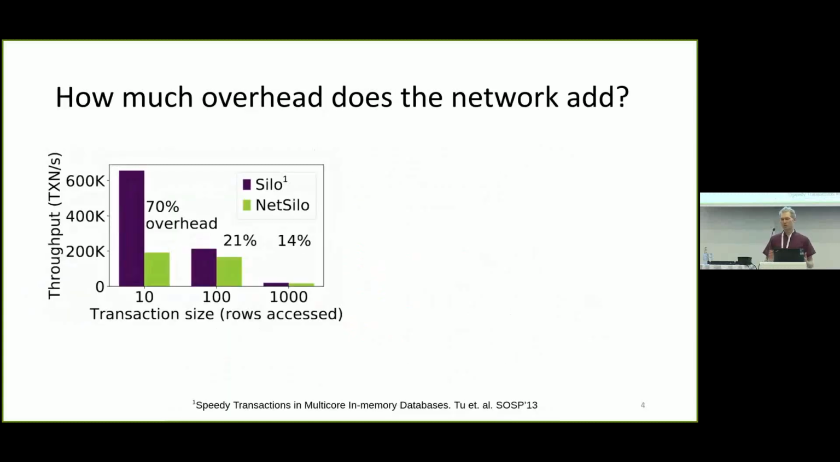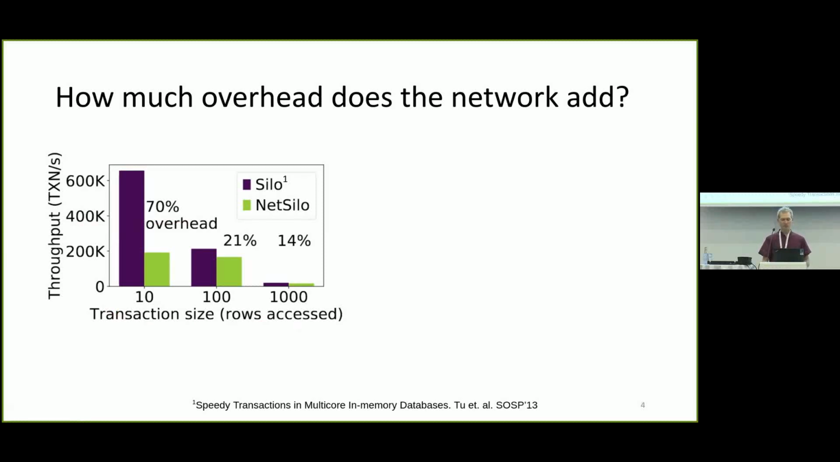And how much overhead does the network add? We did an experiment to find out. We took the Silo in-memory database and extended it with network support. This is what we call NetSilo. NetSilo uses user-space networking to receive UDP transaction requests from clients across the network. And we used NetSilo to execute transactions of increasing sizes, which we did by varying the number of rows accessed.